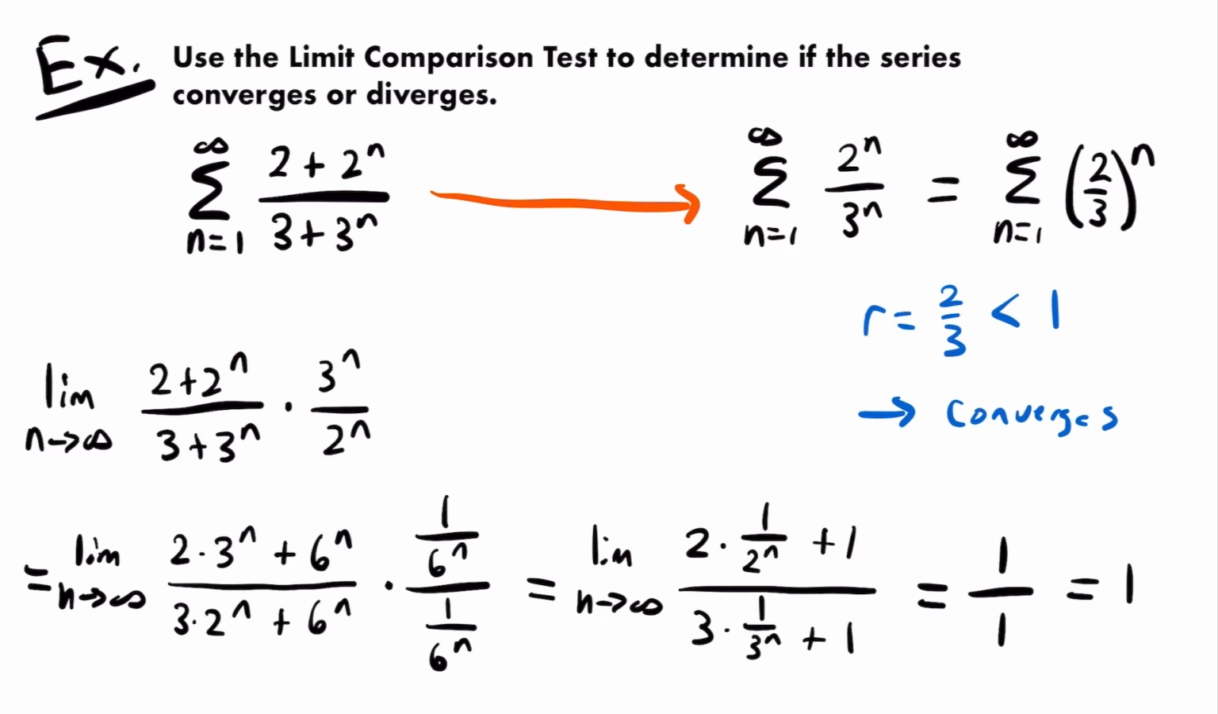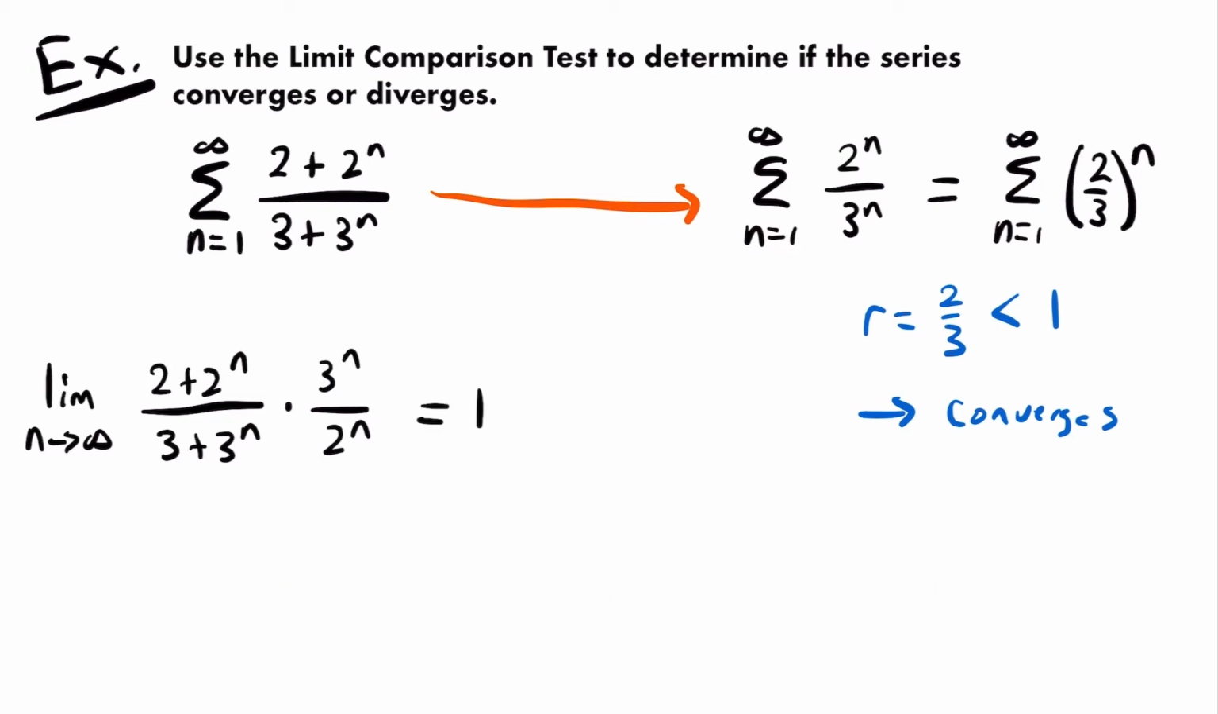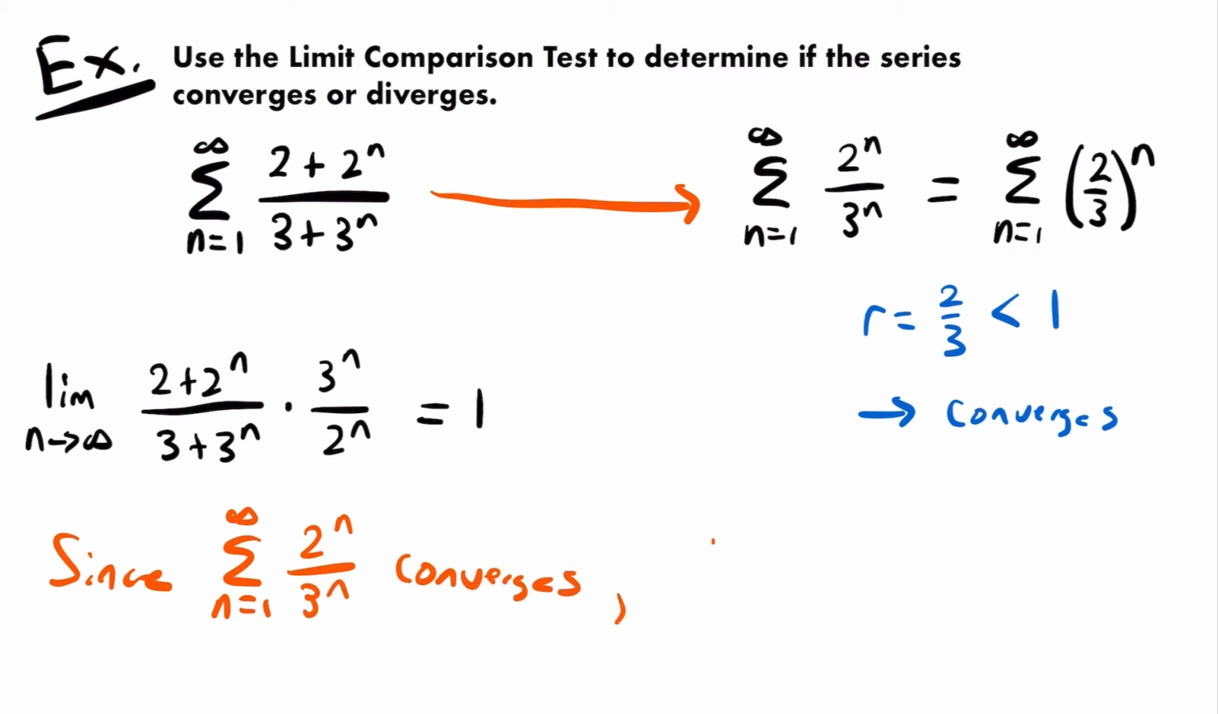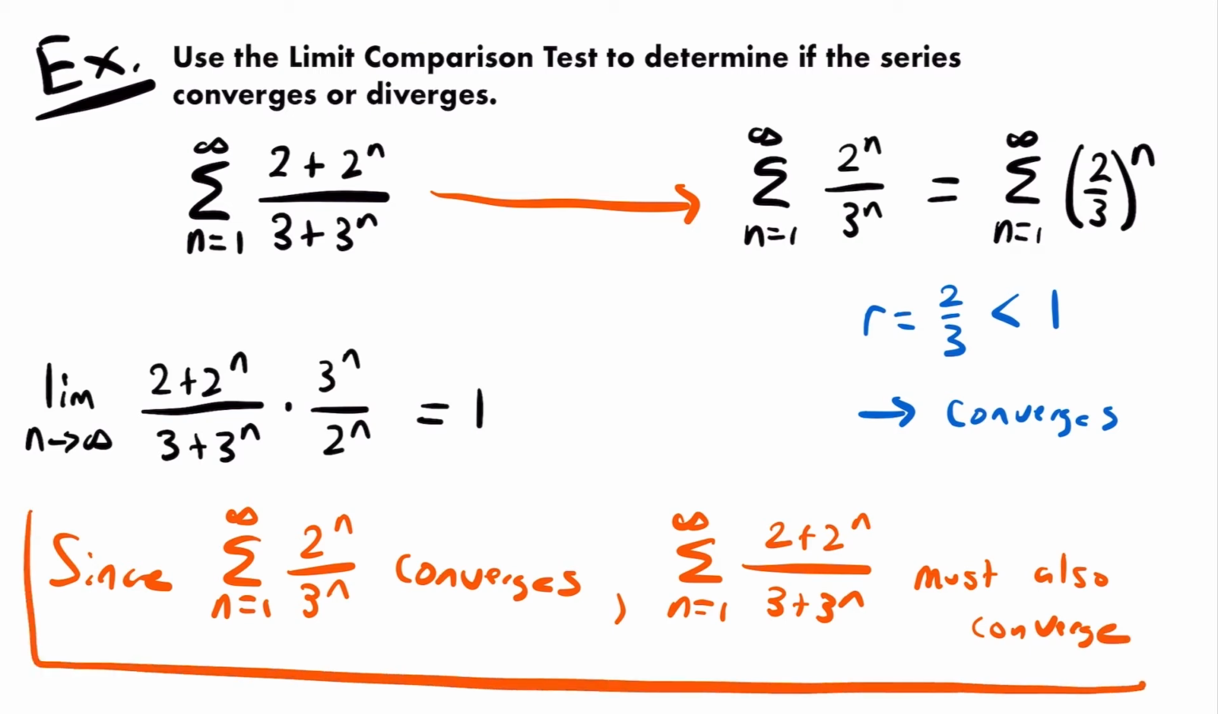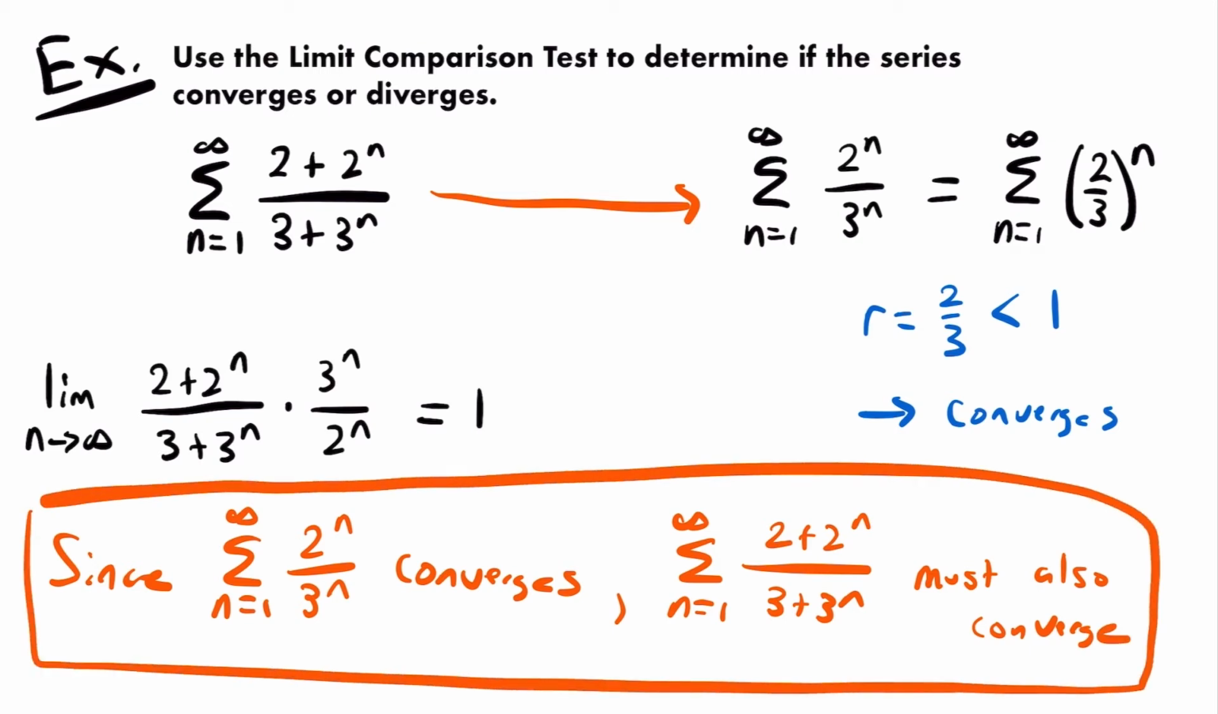And so if I clean up my work here, our final answer is that since the comparison series, the sum from n equals 1 to infinity of 2 to the power of n divided by 3 to the power of n converges, then the original series, the sum from n equals 1 to infinity of 2 plus 2 to the power of n divided by 3 plus 3 to the power of n must also converge. All right, so that is our final answer that we can conclude based on the limit comparison test.